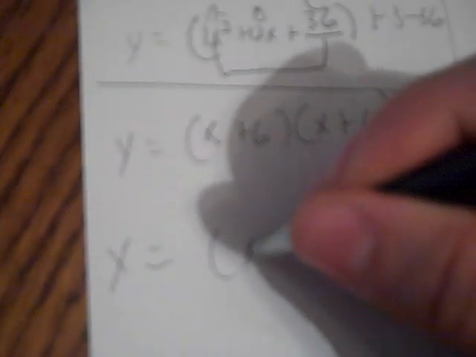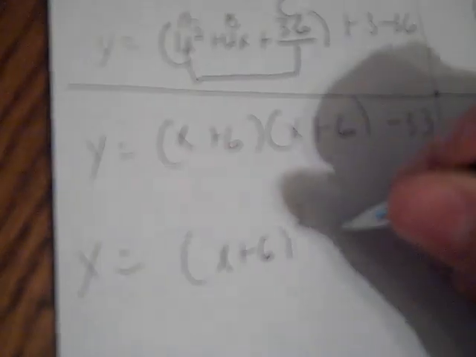Then do the math outside. 3 minus 36 is negative 33. Okay, and then last part, I can write the binomial squared. So x plus 6 to the second minus 33.